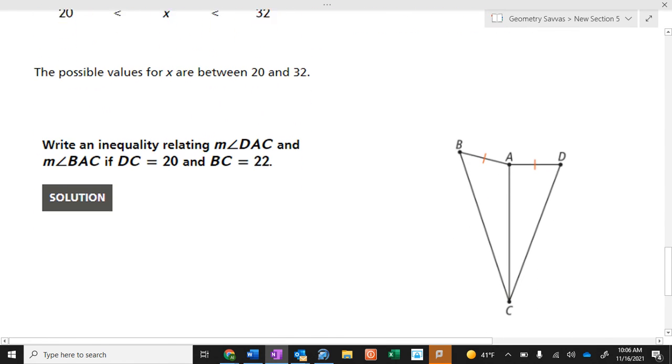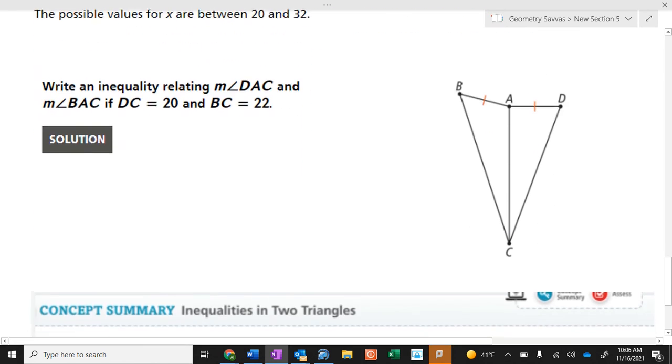Okay, so you'll have a problem like that on today's homework. All right, so if DC is 20 and BC is 22, what's bigger, angle BAC or angle DAC? What would be bigger? They aren't the same. So why did I do that? What's bigger? BAC or DAC?